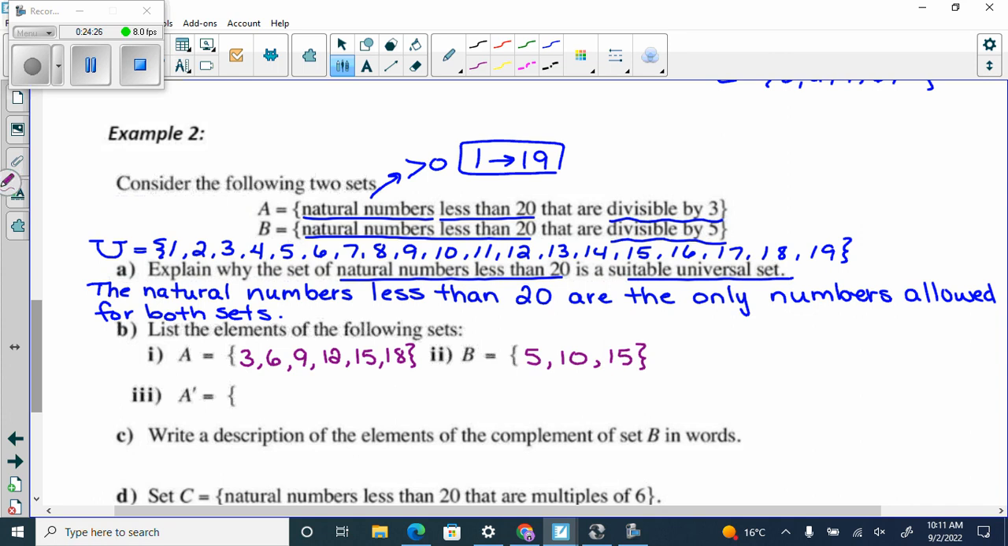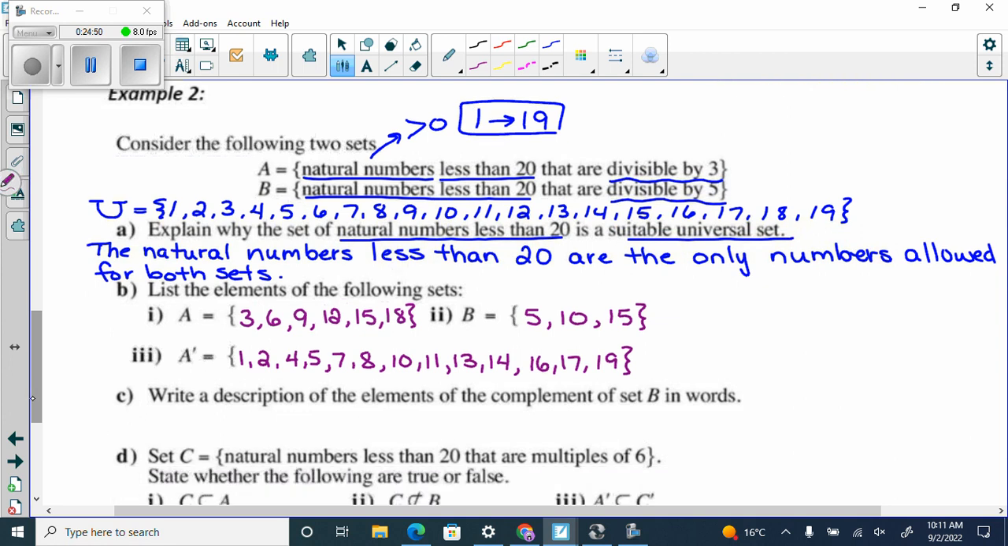So that'd be 1 and 2, but not 3 because it's listed. 4 and 5, but not 6 because it's listed. 7 and 8, but not 9 because it's listed. 10 and 11, but not 12 because it's listed. 13 and 14, but not 15 because it's listed. 16 and 17, but not 18 because it's listed. And then 19. So most people did it really good.